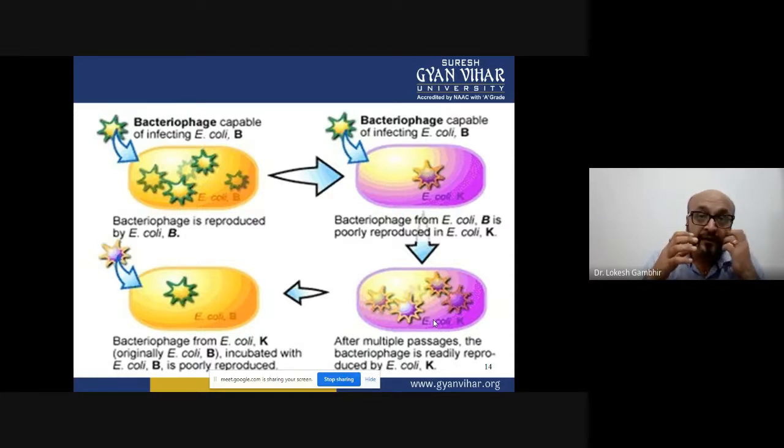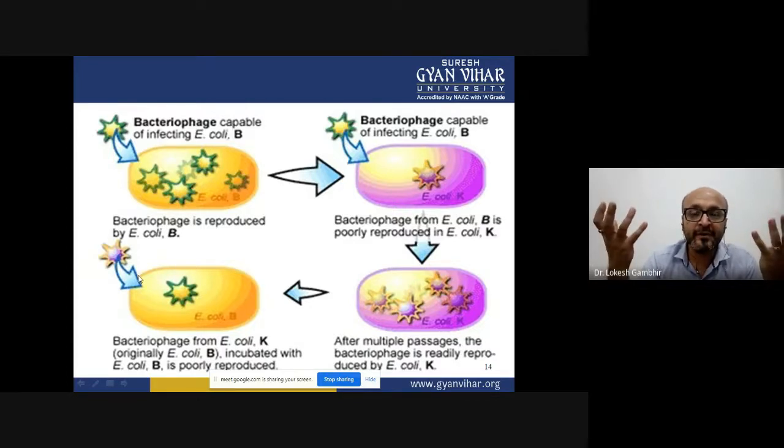So what happened? Due to the multiple passaging and the positive selection, the complete genome got adapted in a way that now it recognizes E. coli K as a host. And then again, if you use these bacteriophages that were earlier growing in E. coli B, now they have adapted for E. coli K, to reinfect E. coli B, then again there is poor reproducibility.